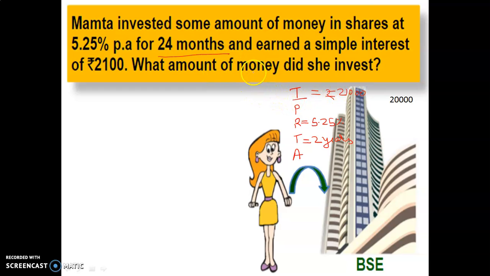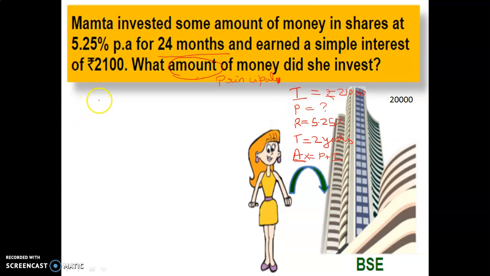What amount of money? So even though the word amount is given here, it does not represent this A. This A is nothing but principal plus interest. Along with the amount she invested, I have to add the interest, only then I will get A. But here this amount means principal. See, this principal takes different forms of words depending upon the question. There I said it is sum. Now it is amount. So read the question, understand and identify what you have to find.